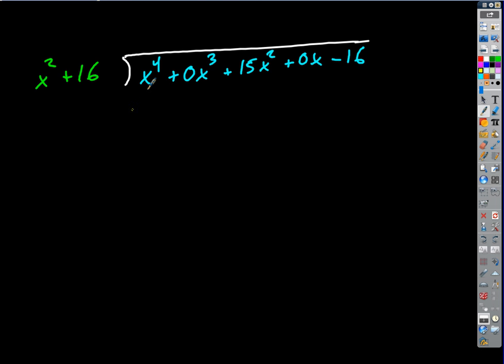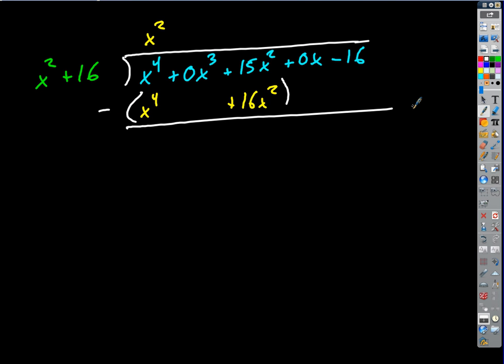So x squared goes into x to the fourth how many times? Twice. So I'll distribute an x squared, and I'm going to get x to the fourth plus 16x squared, and I'm just going to subtract the whole thing. So those cancel, I get a 0. 15 minus 16 is negative x squared plus 0x minus 16.